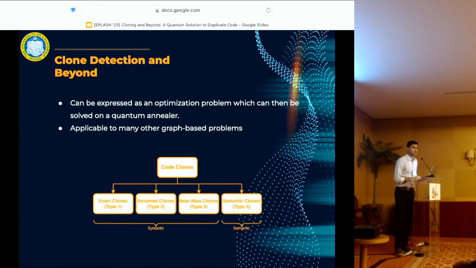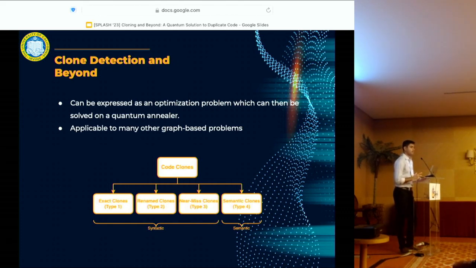And for those of you who do know about the types of code clones that typically exist in a software system, we know that there are 3 types of code clones that are syntactic, and the 4th one is semantic. Our research focuses on the first 3, type 1, type 2, and type 3. And type 3 code clones are computationally intensive to detect. They're very messy in some cases and difficult to detect.